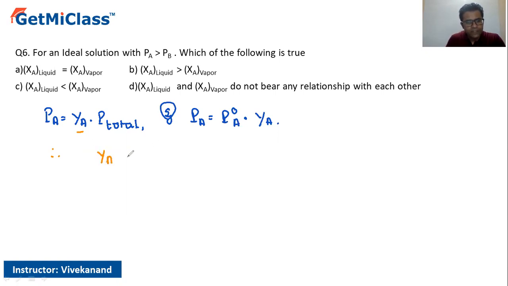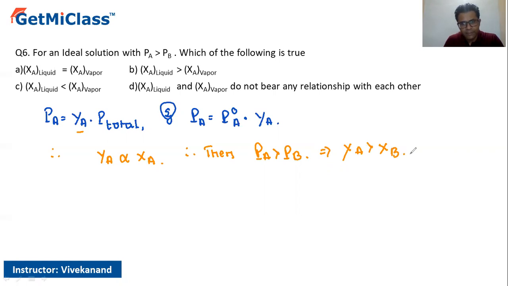YA is nothing more than, it is directly proportional to chi A, right? So therefore, if that is an expression, then we are going to say that PA is greater than PB in this case. Okay, so as we have YA directly proportional to chi A, then PA is going to be greater than PB. If this condition is achieved, then we would say that chi A is usually greater than chi B.